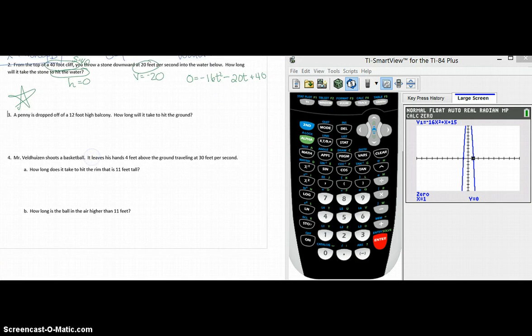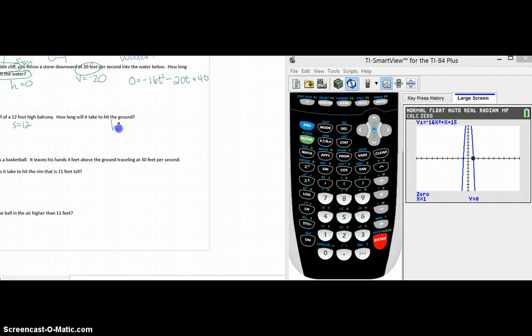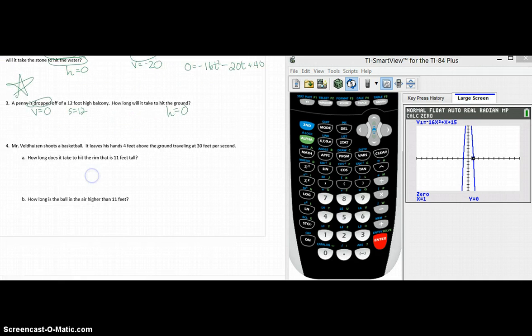Okay, number 3, a penny is dropped. That means that your initial velocity is 0, off of a 12-foot high balcony. So your starting height is 12. And how long will it take to hit the ground? Your ending height is 0. So 0 equals negative 16t squared plus 0t. We don't even need that because your velocity is 0. So plus 12. Okay, so go ahead and type that into your y equals and find your x-intercept.